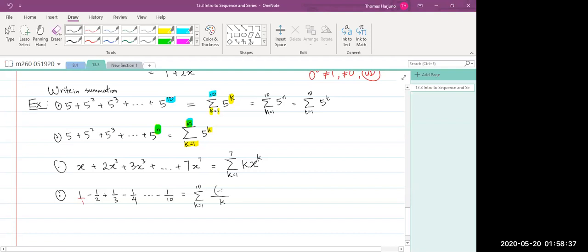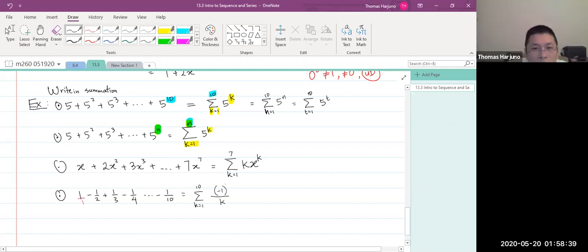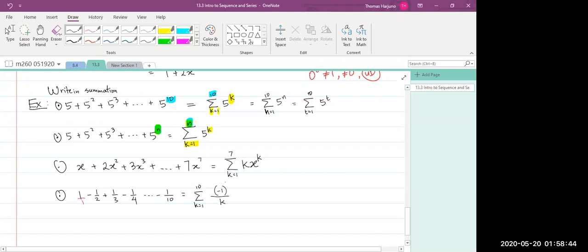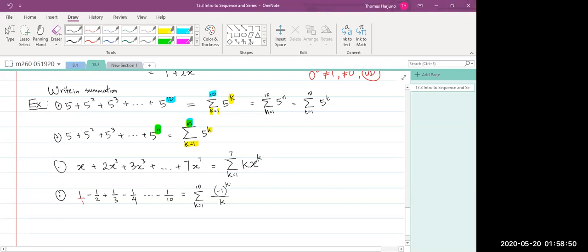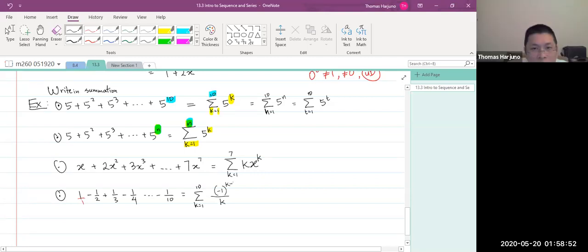It would be negative 1 to the power of n. Don't use n, the index now is k. Negative 1 to the k. But when k equals 1 it is negative if you write it this way, so make it k minus 1 or k plus 1, either one is okay. So this notation can also be written, if you use n, from n equals 1 up to 10 of negative 1 to the n minus 1 over n.